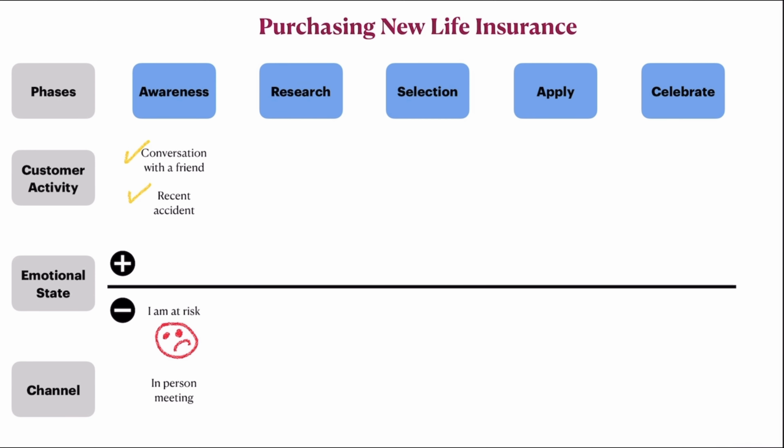And of course, the emotional state for the individual is not a great one because they're realizing, oh my gosh, I am probably at risk unless I do something about my situation. And so the channel by which they may have become aware of a need for life insurance policies, perhaps in an in-person meeting with their financial rep or with a friend. So with that awareness piece done, let's move on to research.